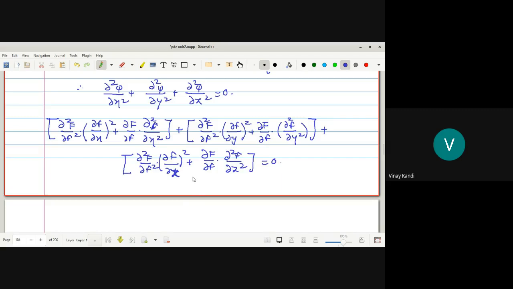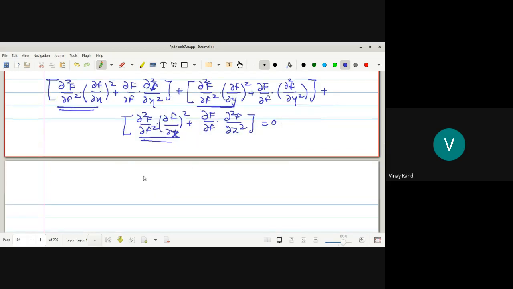Okay, now taking dou 2 capital F upon dou small f square common from the first terms. From the first terms, what do we take common? Dou 2 capital F upon dou small f square.